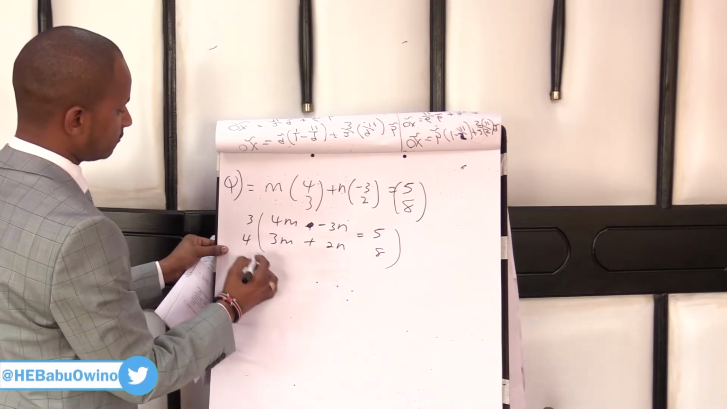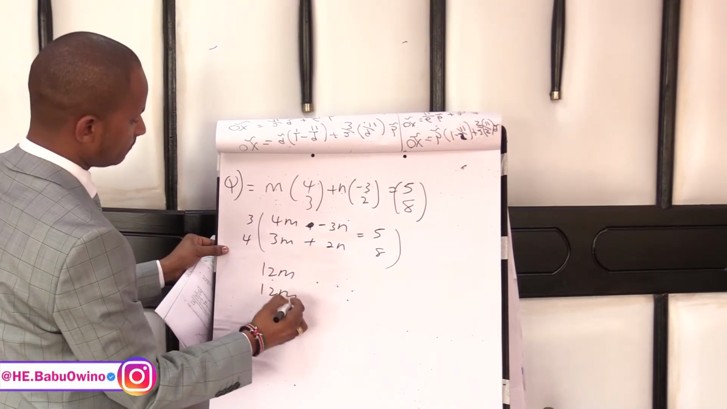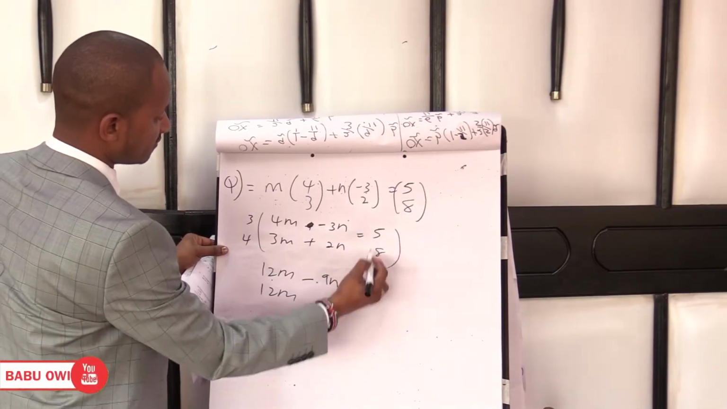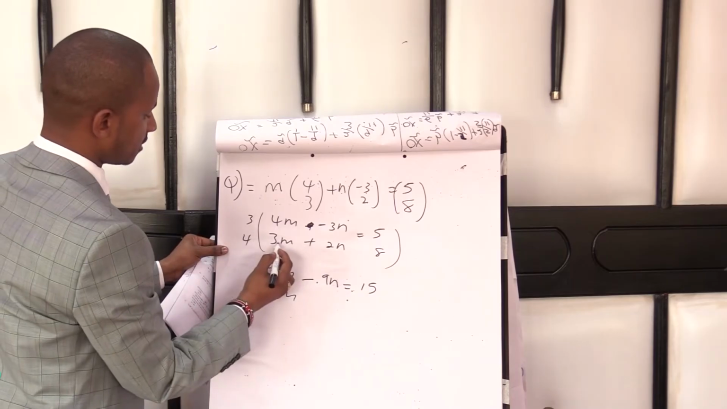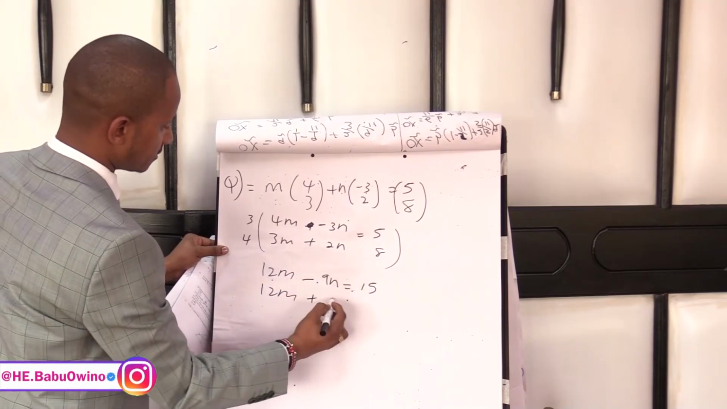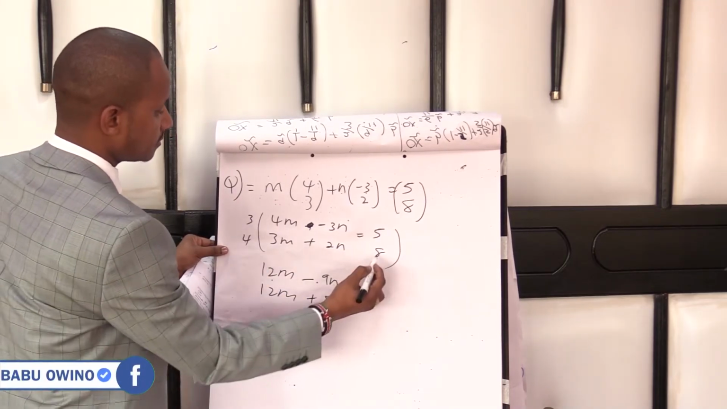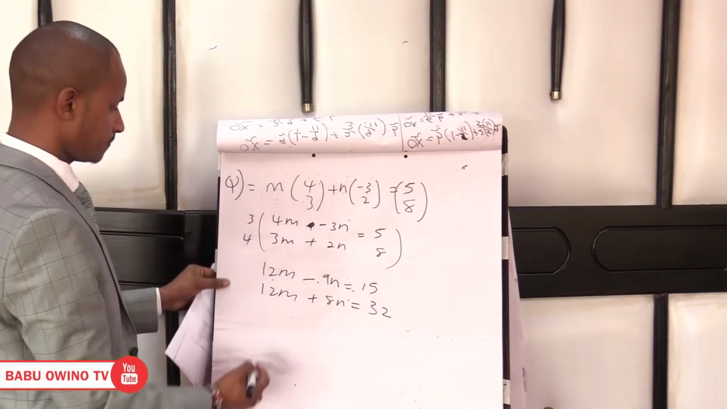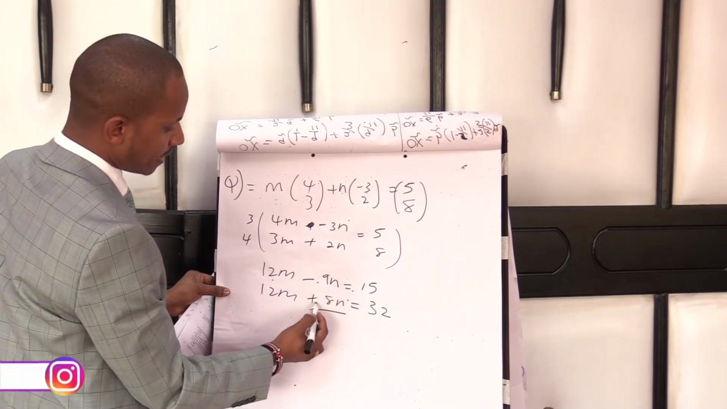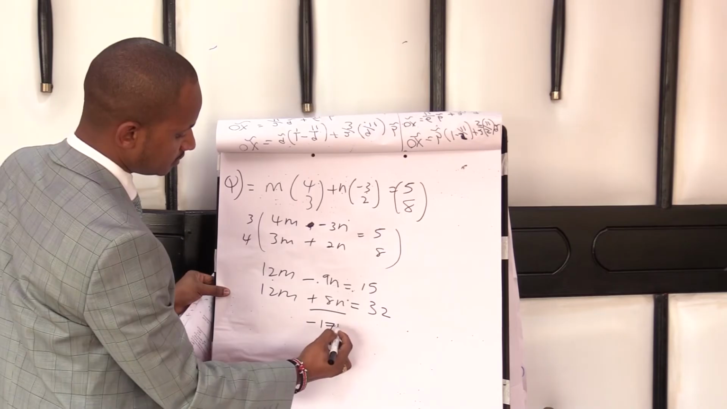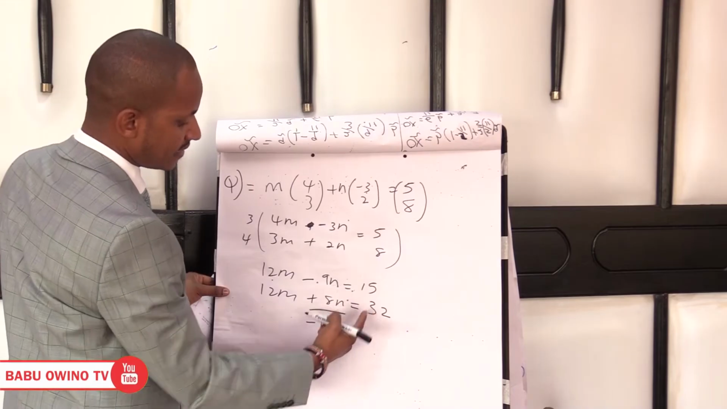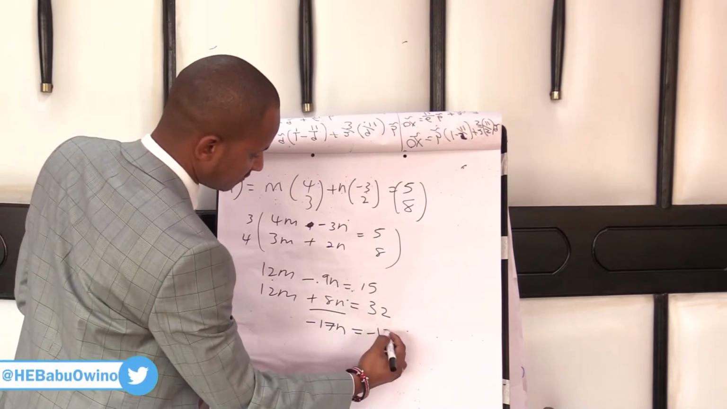Multiply this by 3 and by 4. So this is 12m, minus 3 times 3n is 9n, equals 3 times 5 is 15. 4 times 3 is 12m, 4 times 2n is plus 8n, equals 4 times 8 is 32. 12m minus 12m is 0. Then minus 9n minus 8n is minus 17n, equals 15 minus 32 is minus 17.